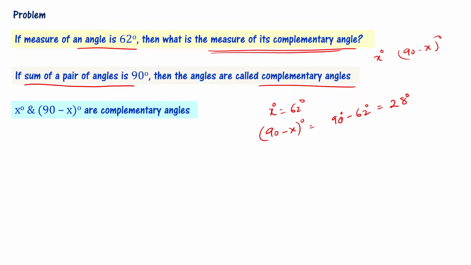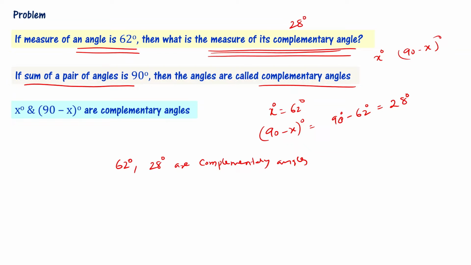So you can now say that 62 degrees and 28 degrees are complementary angles, right? So if measure of an angle is 62 degrees, then measure of its complementary angle is 28 degrees. Please note this. Okay. Let us look at another problem.